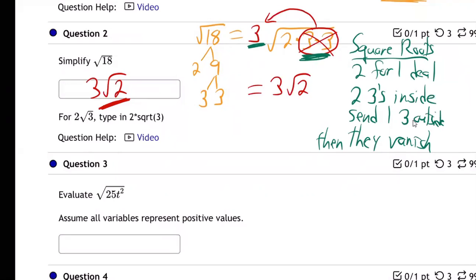They're gone. All that's left inside is the 2 because there were not 2 2s inside, so we couldn't send any outside. It's a 2-for-1 deal. It's just like shopping at Target or any store. I don't know why I always use Target. It's just a common store.